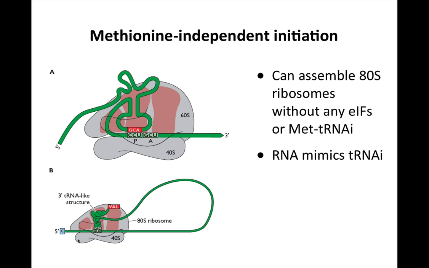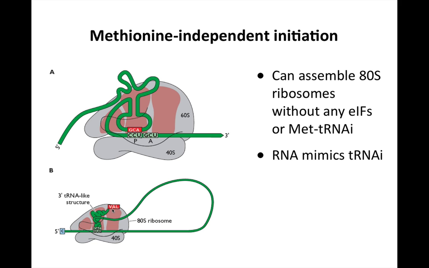Here's another example of that. This is a plant viral RNA. So this is a positive strand RNA virus of plants. Here's the 5' end. It's got a cap. The 3' end forms a tRNA-like structure that sits into the P site and mimics the initiator tRNA. And this tRNA-like structure happens to have a valine attached to it. And so the protein encoded by this viral RNA initiates with a valine and not a methionine.